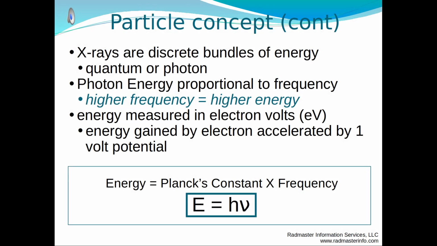Let's look at EM as discrete particles, which are called quanta or photons. A photon is a bundle of pure energy which we can measure in units of electron volts. An electron volt is the energy an electron would gain if accelerated by a 1-volt potential. Each photon has a frequency which is proportional to its energy, so a higher energy photon has a higher frequency. In fact, if the photon energy doubles, so does its frequency. The proportionality between the two is called Planck's constant.